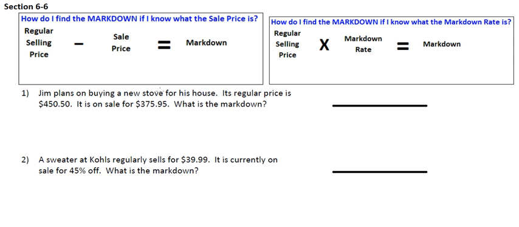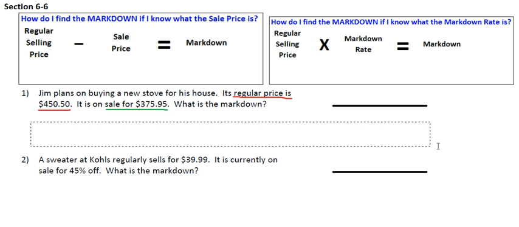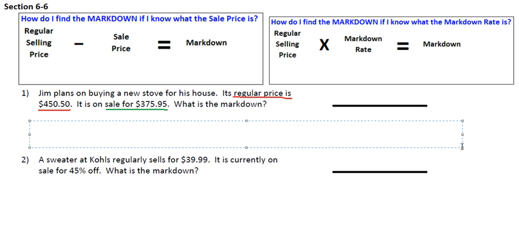Jim plans on buying a new stove for his house. Its regular price is $450.50. It's on sale for $375.95. What is the markdown? Well, the first thing we have to do is figure out which of these formulas Jim is going to use. Well, the first formula is the correct formula. We're going to use the first formula.